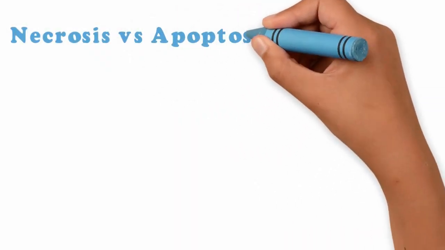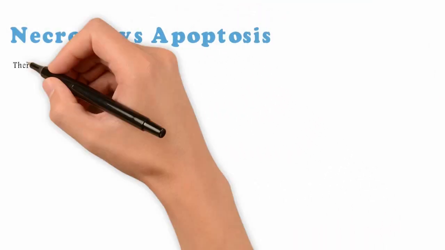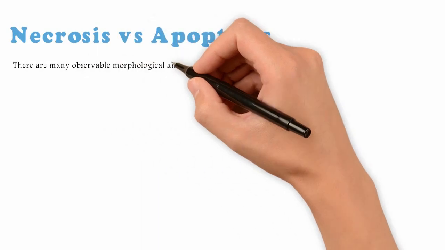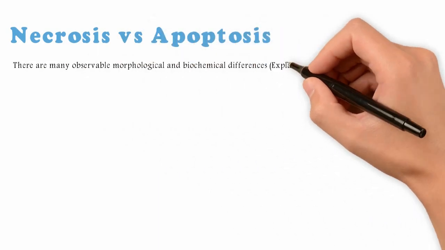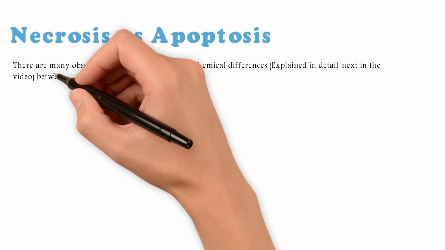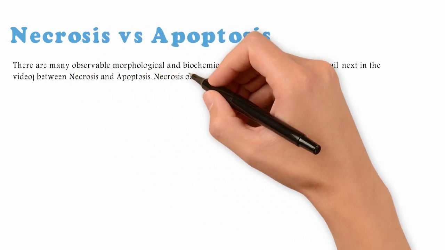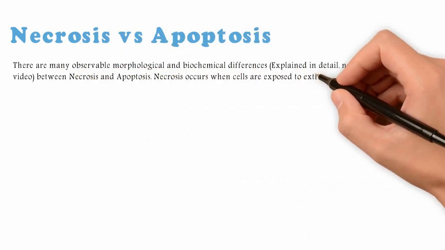Necrosis versus apoptosis. There are many observable morphological and biochemical differences, explained in detail next in the video, between necrosis and apoptosis.